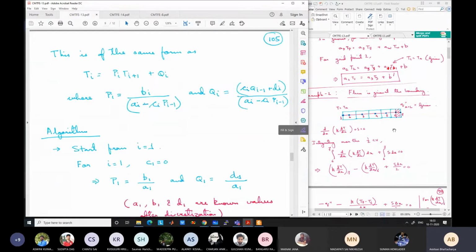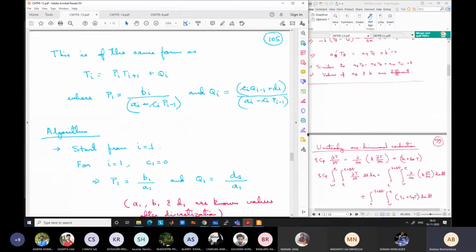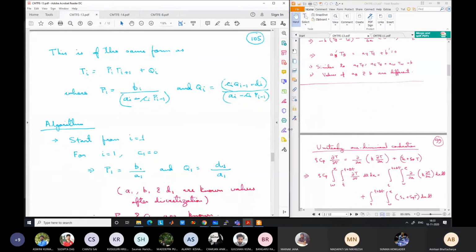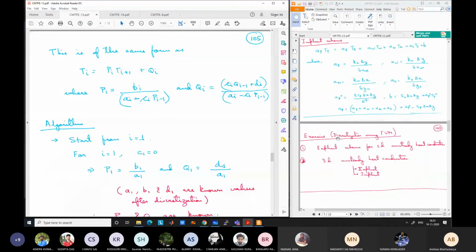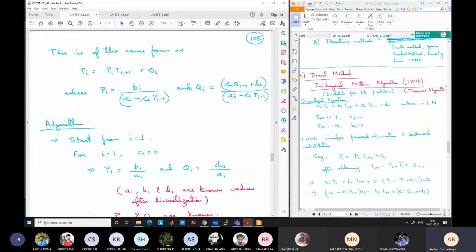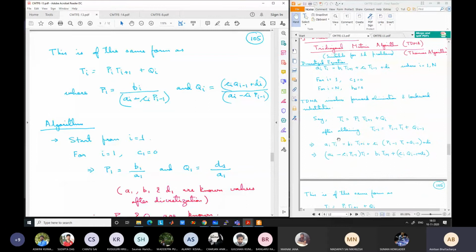Okay. So we will start. Let me keep this also open on the other side, let us keep it open for reference. So what is the algorithm for TDMA? Start from i equal to 1. What is the equation for i equal to 1? Let us look at this discretized equation.